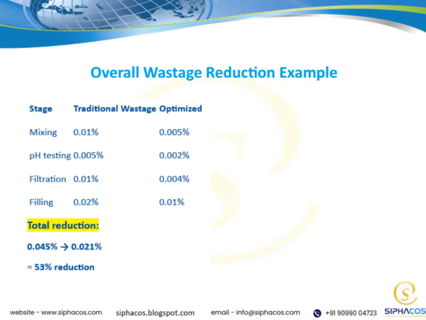On this slide, we're looking at an overall example of waste reduction, which really ties together the concepts we've discussed so far. The key idea here is to see how implementing targeted strategies can lead to significant reductions in waste across operations. When we look at the example, notice how small changes, when scaled, can make a big difference in efficiency and sustainability.